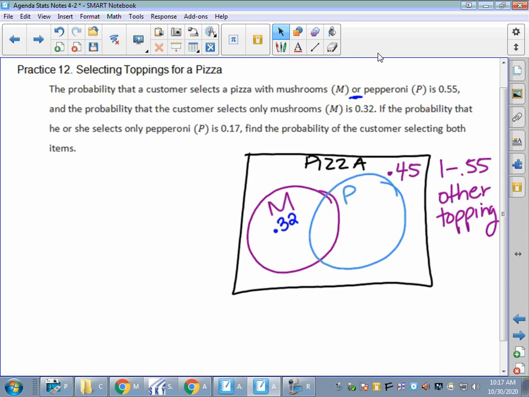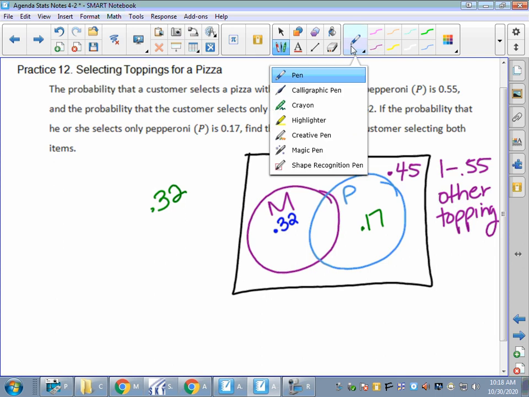Let's see. Only pepperoni is 0.17, so my whole big pepperoni bubble is 0.17. So I need to figure out how much goes into the overlap. So I have 0.55 to work with, right? So only mushrooms is 0.32. Only mushrooms, I said that wrong before, only mushrooms does not include the overlap. Only pepperoni does not include the overlap.